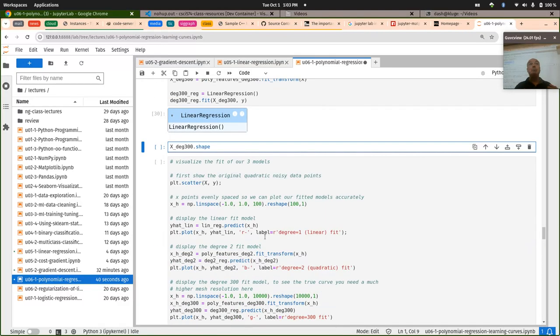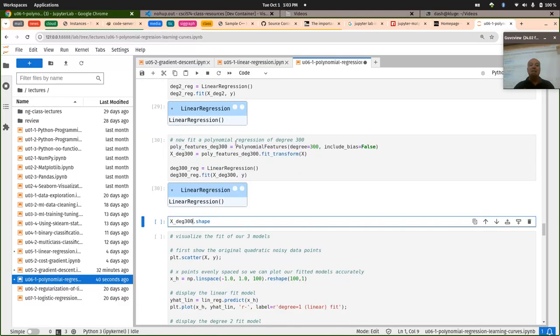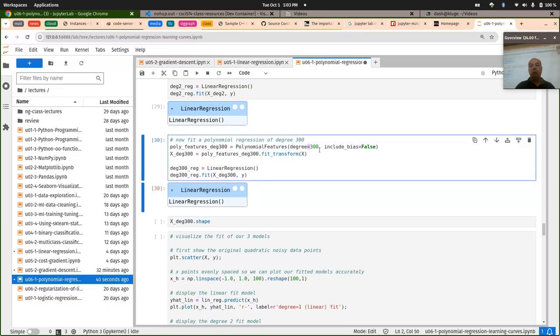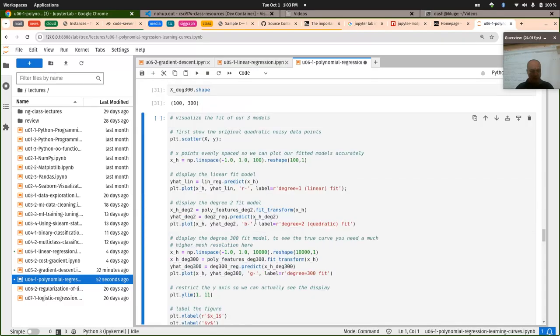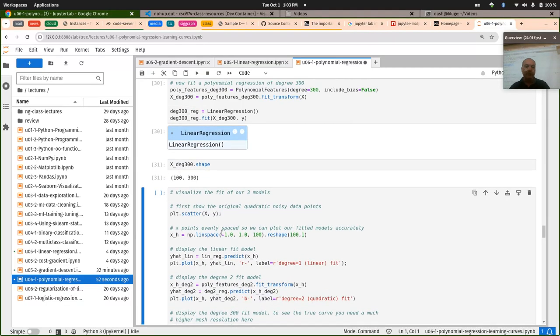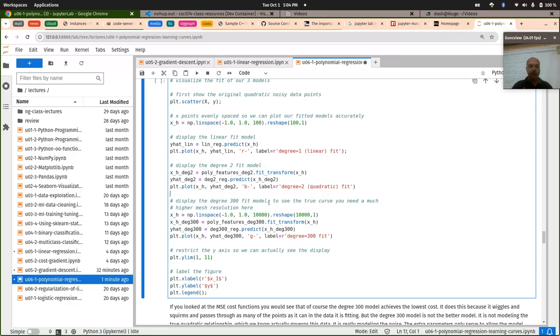So, you should be able to predict, right? Since there was only one original feature, I should have 300 features when I fit a polynomial of degree 300. So I've got the original x, and then I've got x squared, x cubed, up to x to the 300th power. So I've got 300 columns now in this set of data.